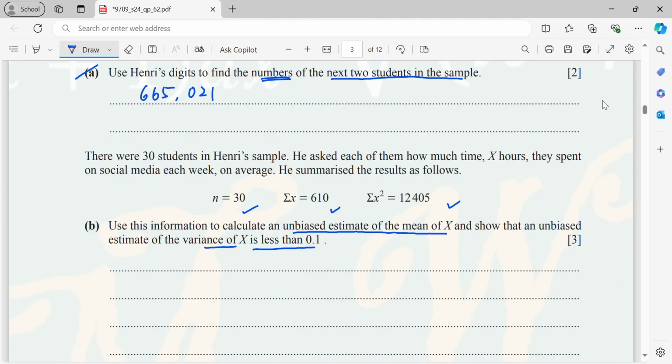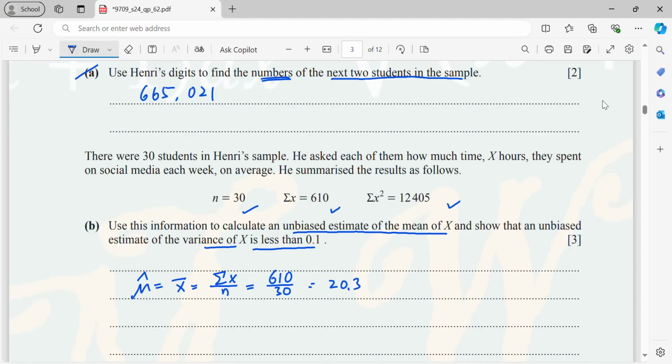Now, the unbiased estimate for the mean is basically mu hat. This mu hat is the x bar. X bar is computed using summation x over n. So which is 610 over 30. And then I will be getting the answer of 20.3.